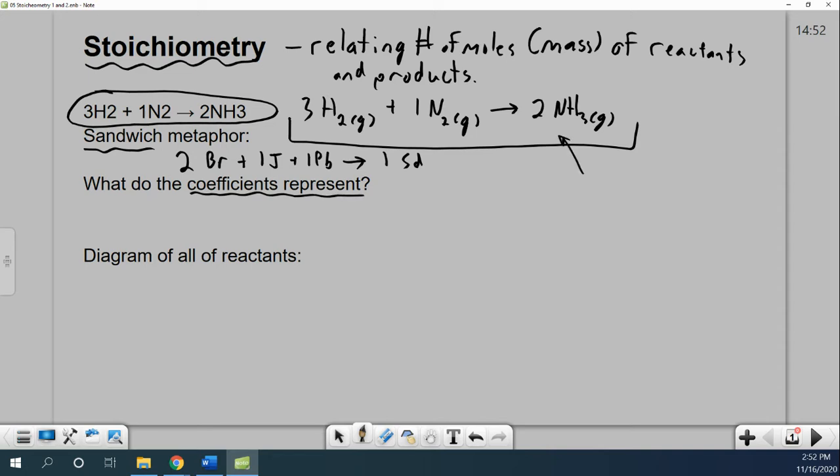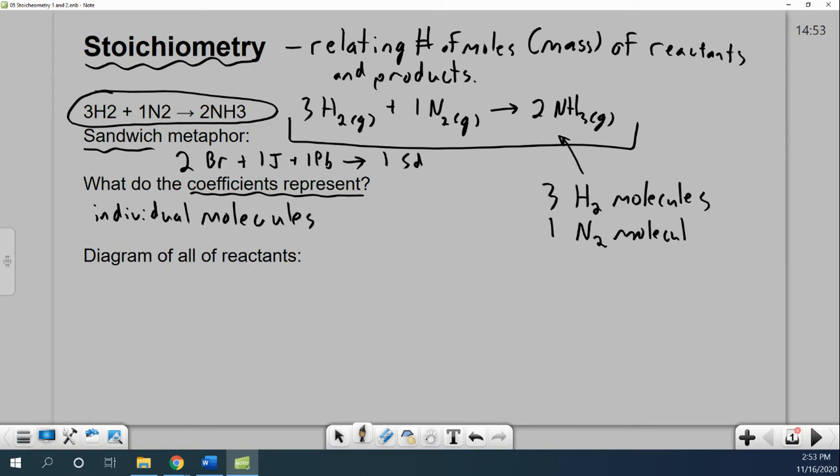But if you look at an actual chemical reaction, the coefficients represent individual molecules. So this reaction here says I need 3 H2 molecules to combine with 1 N2 molecule. And that would form 2 NH3 molecules. So the very, very basic, smallest possible combination you could get to make this happen is you need 3 hydrogen molecules and 1 nitrogen molecule if you want to make ammonia.